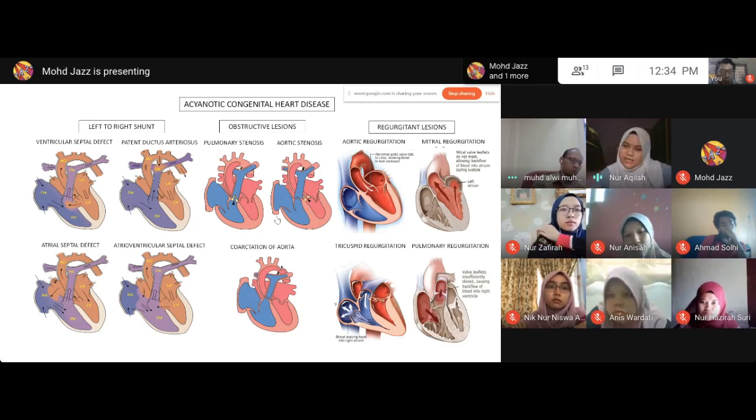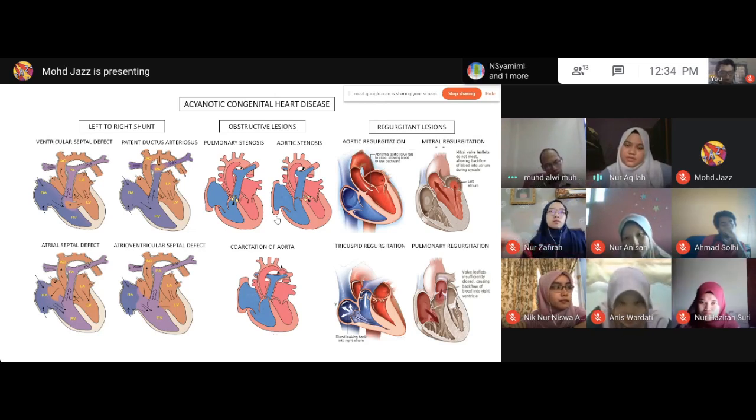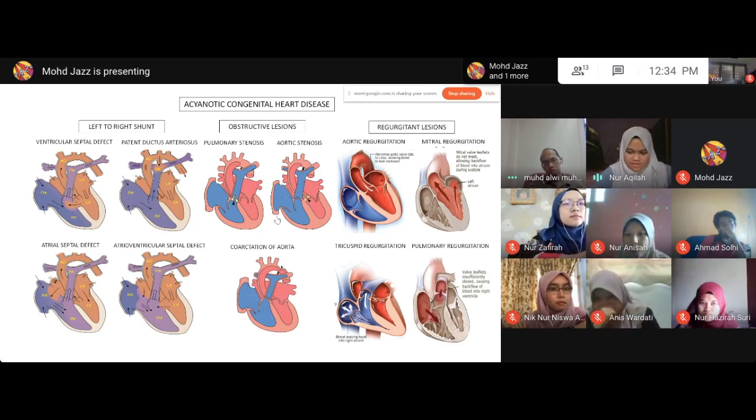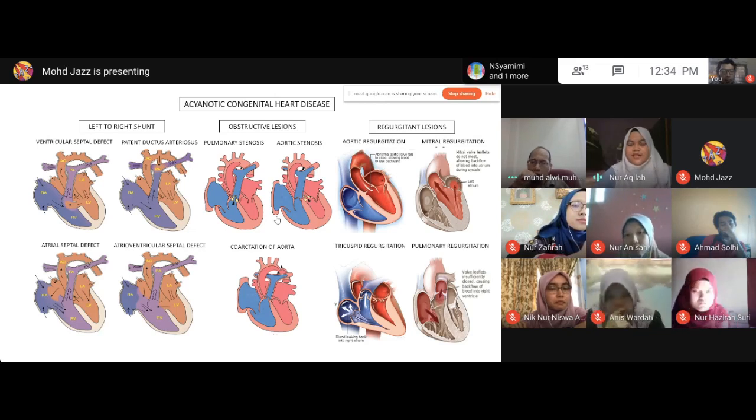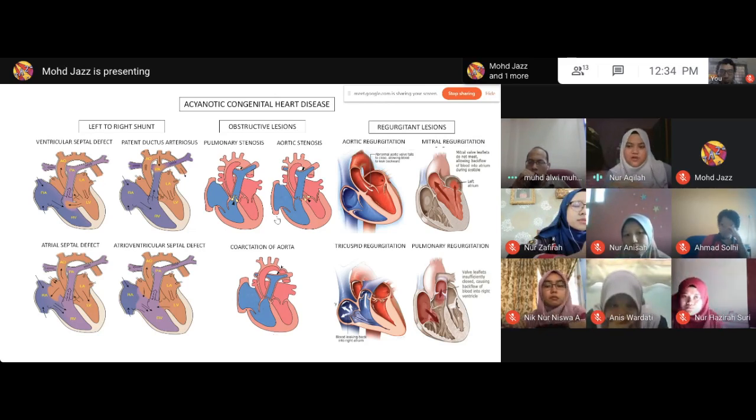And the second one is postductal coarctation of aorta. In postductal coarctation of aorta, the constriction or narrowing occurs after the ductus arteriosus. In this type of patient, we also call it the adult type of coarctation of aorta. They may remain undiagnosed until adulthood, and the presentation in adults would be hypertension of the upper limb with a lower blood pressure over the lower limb, and they may also have radiofemoral delay due to relatively reduced blood flow to the lower limb.